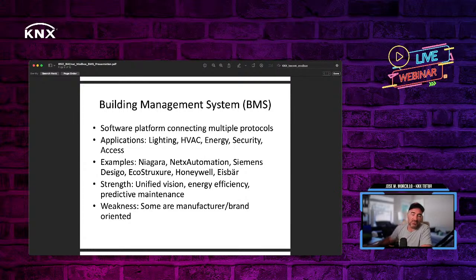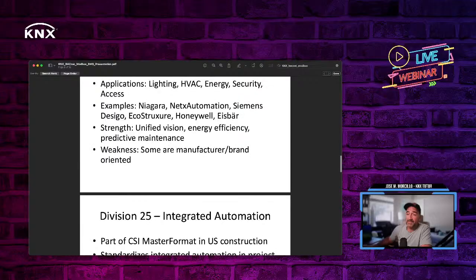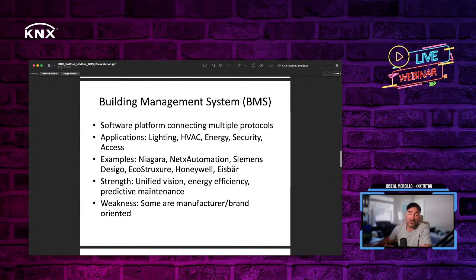But if you have the chance, go for it. Some examples of BMS. Okay, we have Niagara. Niagara is from Tritium, is very well known in the USA. It's super accepted in the US market. I'm talking now about the US market, and it talks directly with all these protocols that I'm talking about today. Okay, we also have NetX Automation. It's also another product, another BMS that is not tied, not linked to any company.